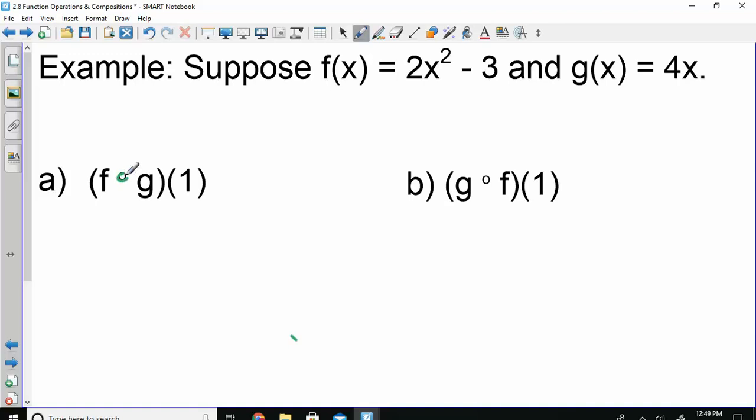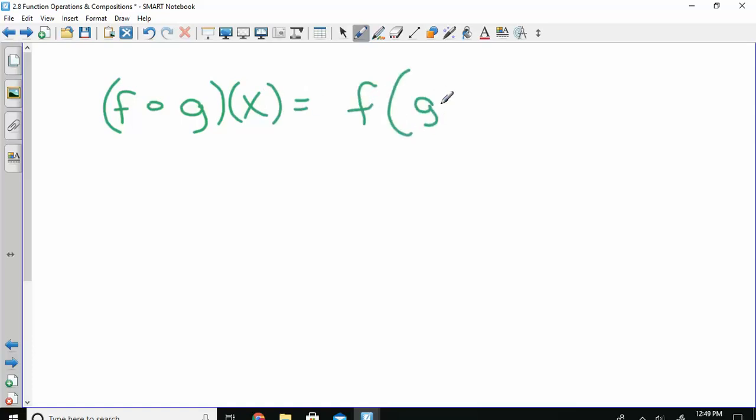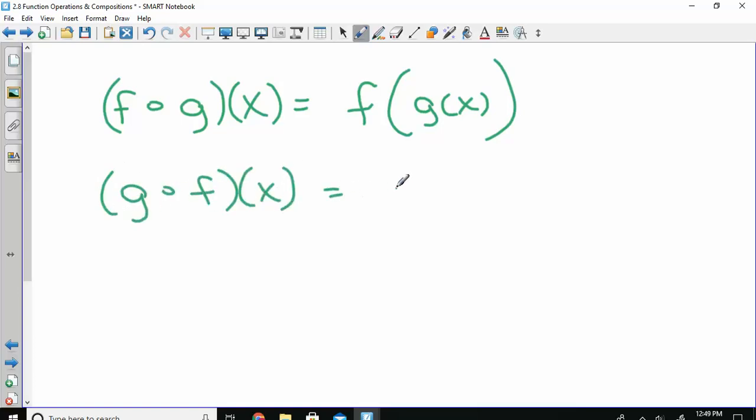When I say f and then you have this little circle, what does that mean? It's composite. Do you guys remember these? You put the g function in place of x. This means f of g of x. Order matters with these. If I did g composed with f, that's g of f of x. You start on the inside, or you start with the second one. So work that, get that answer, and plug it into the next one.